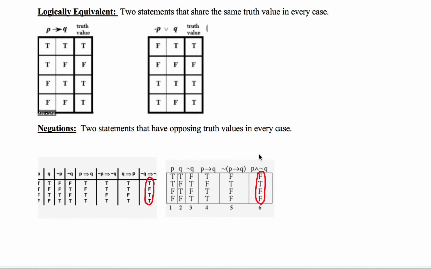Logically equivalent means that you have 2 truth value tables that have exactly the same results in every case. So if you look at the last column here and compare it to the last column here, on the left you have TFTT, and on the right you have TFTT. Because it's exactly the same, these are logically equivalent.